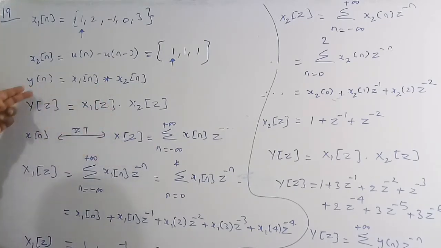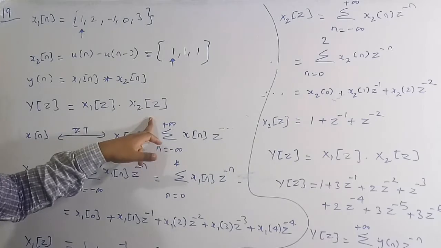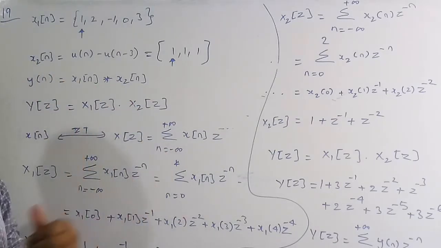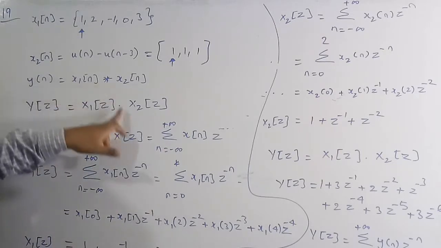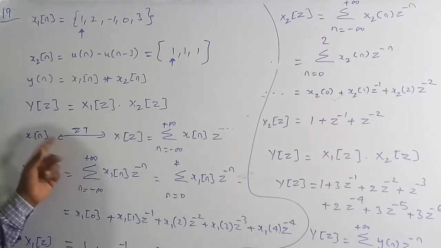So if you do the z transform, y of n is y of z, x1 of n is x1 of z, and x2 of n is x2 of z. So the convolution in the time domain will become multiplication in the z transform. This convolution is converted to multiplication.